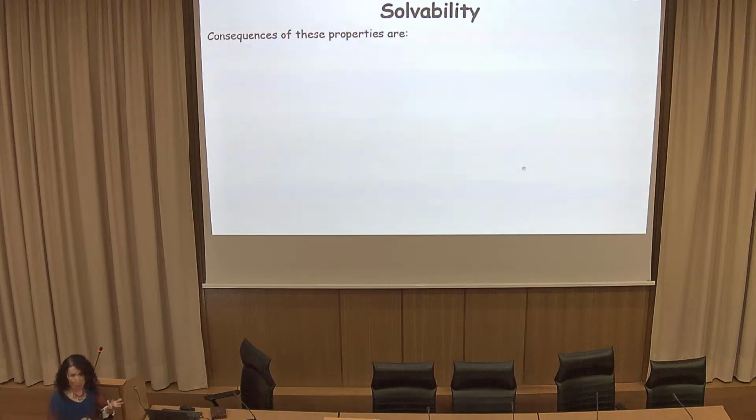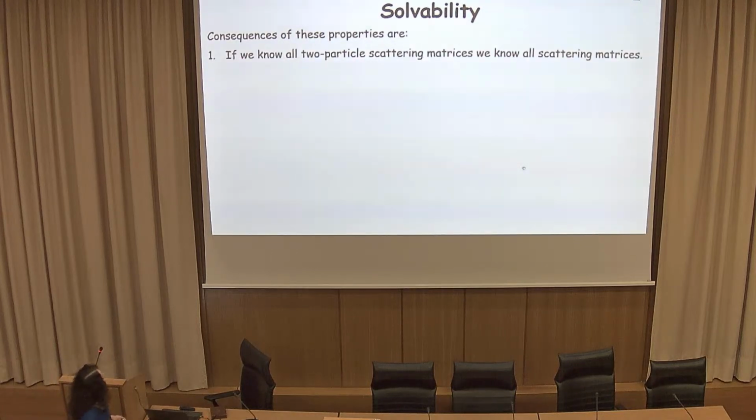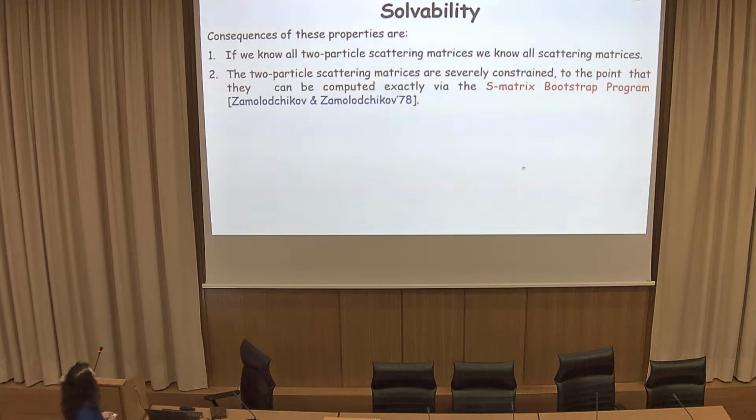So there is this concept of solvability or exact solvability, which makes integrable models so attractive to so many people. If we know all the two-particle scattering matrices, we know all the scattering amplitudes, as I just said. But then the two-particle scattering matrices are very severely constrained, essentially because of physical requirements, like unitarity, for instance, and all those conservation laws.